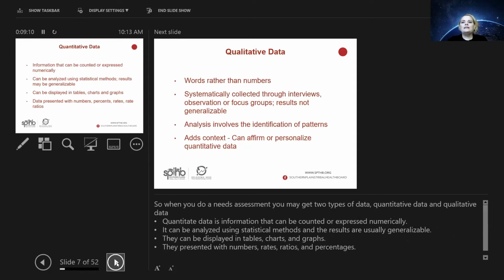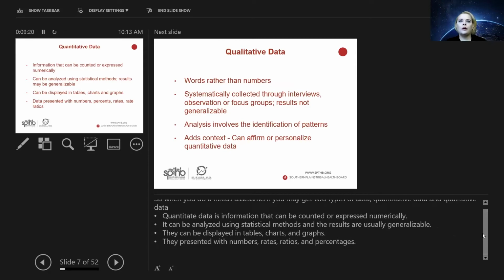So when you do a needs assessment, you may get two types of data: quantitative data and qualitative data. Quantitative data is information that can be counted or expressed numerically, and that's probably what most people are comfortable with, or at least comfortable with seeing. It can be analyzed using statistical methods, and the results are usually generalizable. They can be displayed in tables, charts, and graphs. They're presented in numbers, rates, ratios, and percentages.